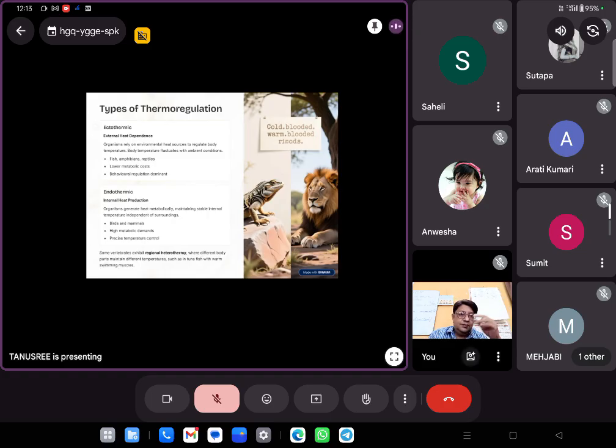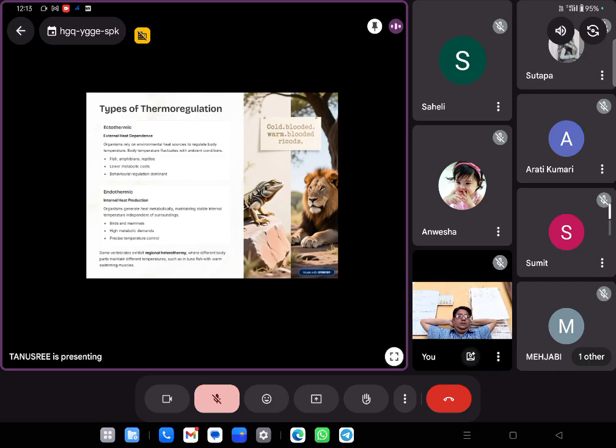Ectothermic animals like fish, amphibians and reptiles depend mainly on external heat sources. Their body temperature changes with the environment. They save energy by having a low metabolic rate but rely heavily on behavior like basking in the sun or hiding in shade. Endothermic animals such as birds and mammals generate heat internally through metabolism.